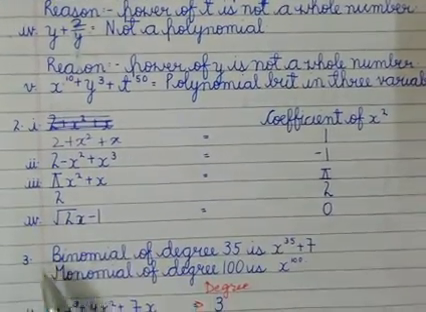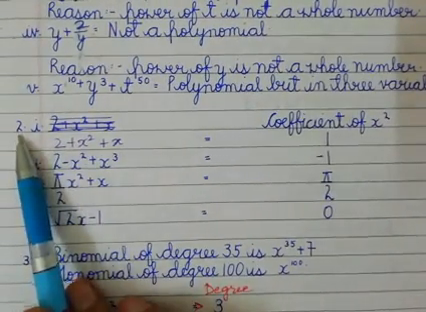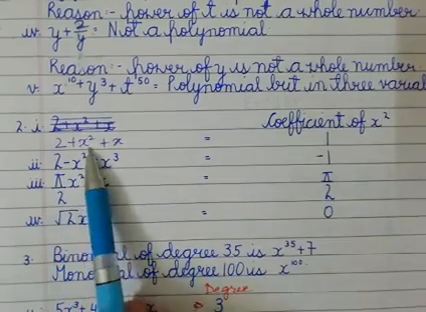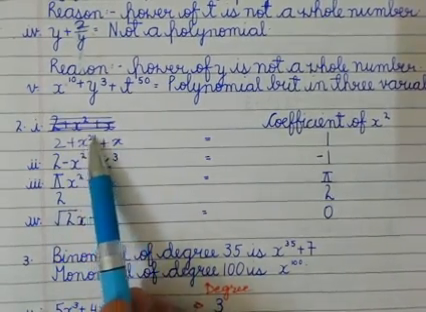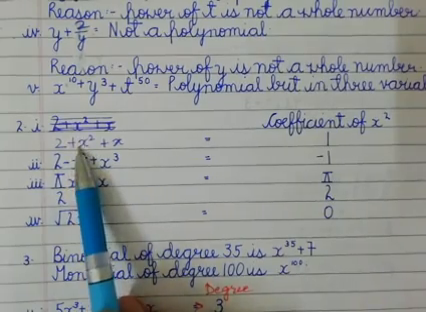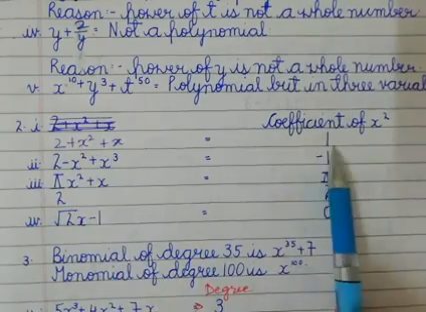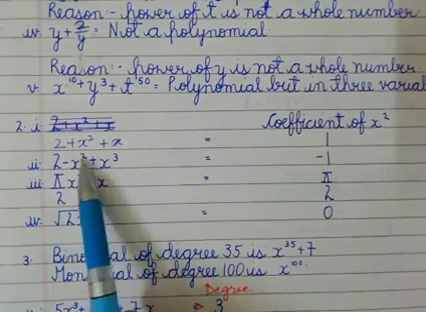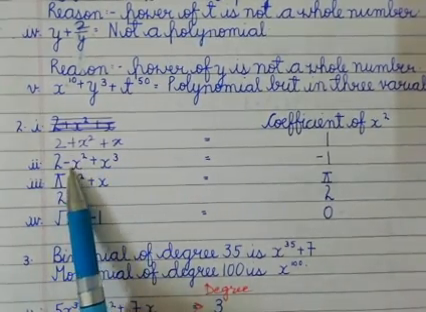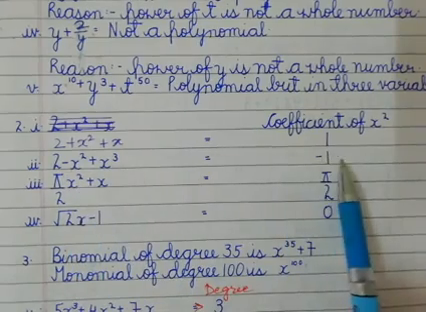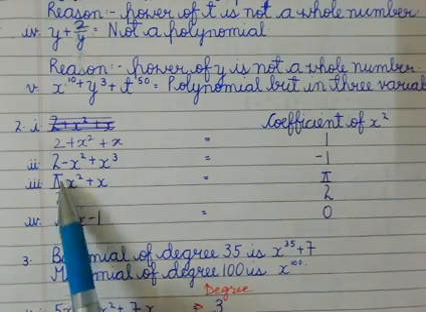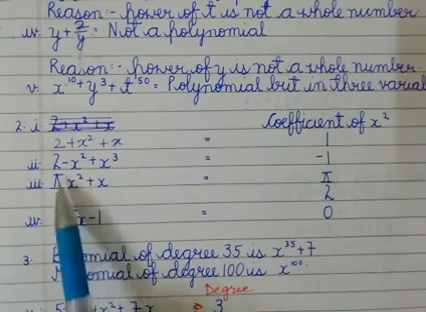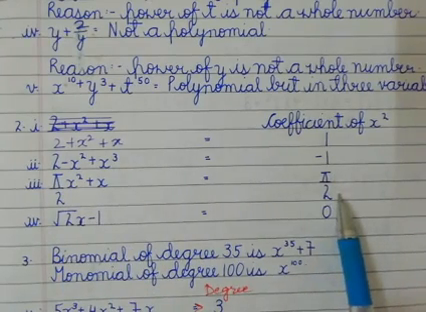Now here we have to tell the coefficient of x² in these polynomials. 2 + x² + x: with this x², 1 is written, in multiplication 1 is written, so 1 is the coefficient of x². 2 − x² + x³: with x², −1 is multiplied, so −1 is the coefficient of x². (π/2)x² + x: with x², π/2 is written, so π/2 is the coefficient of x².